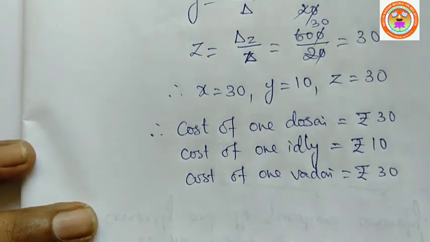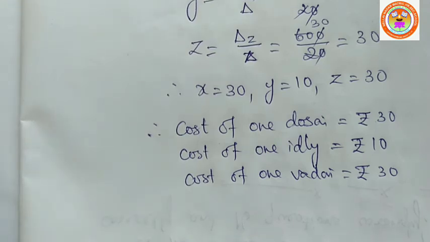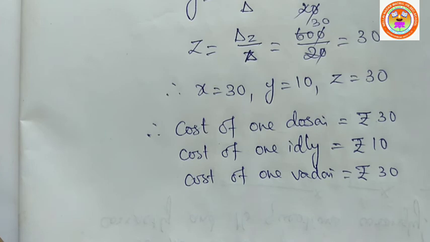Now we are going to answer the question. The question is, go back to the question. Will they be able to manage to pay the bill within the amount they had? The family has taken 3 dosai, 6 idlis and 6 vadais, right?